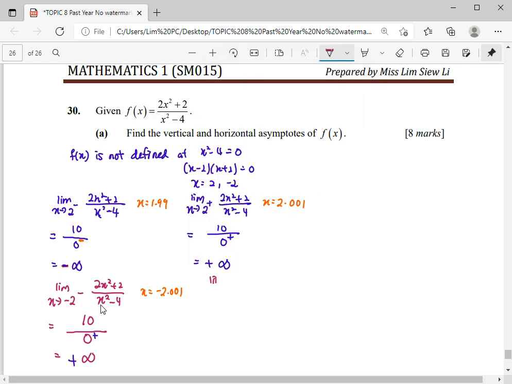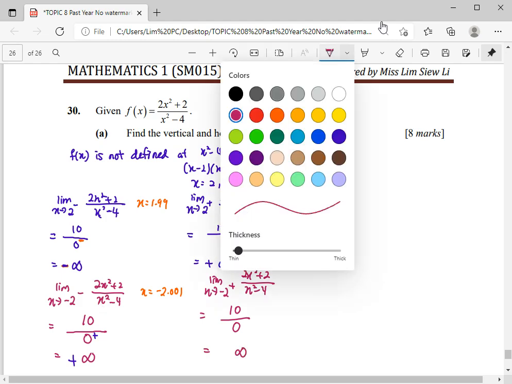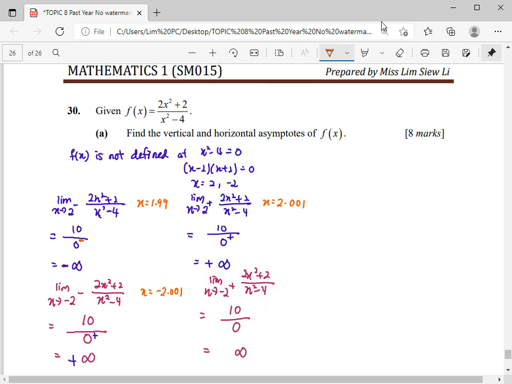And then the limit as x approaches negative 2 from the right hand side. So we'll get a value over 0. So value over 0 is infinity. Then we define what the sign of this 0 is.